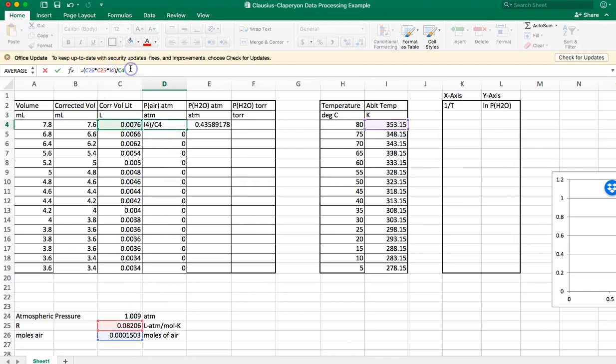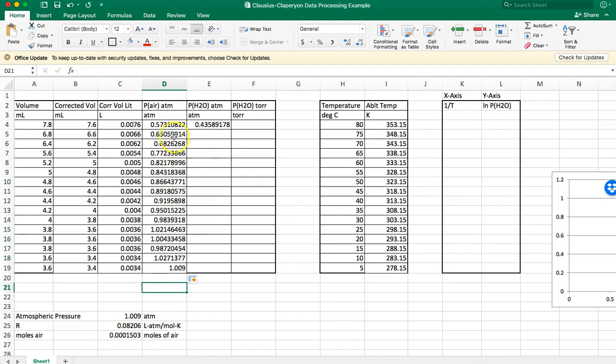The moles of air never change in any of these cells. So the way we're going to lock that number in is we put a $ sign before the letter and a $ sign before the number. That tells Excel that we'll always use this cell for the first part of the equation. We do the same thing for R, because R is not going to change. So there's our two $ signs, one in front of the letter, one in front of the number. Hit enter, and now let's see what happens when it drags down.